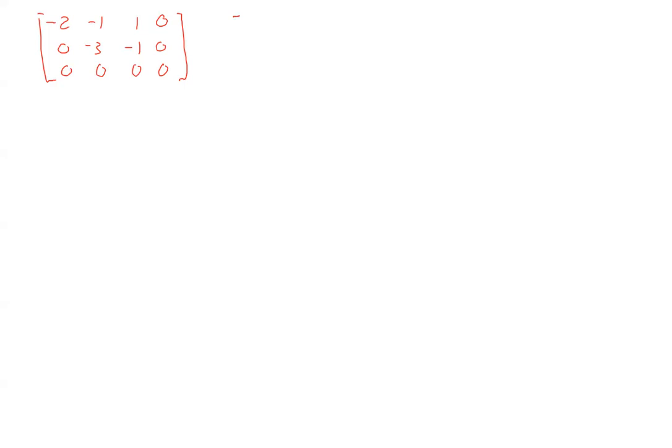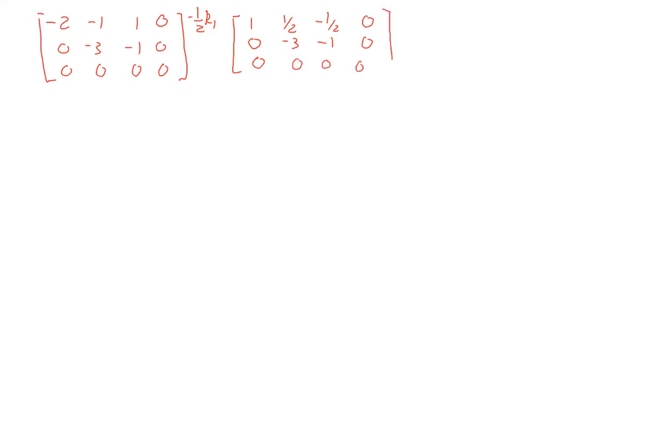So I'm going to do negative 1/2, row 1. And that is going to give me 1, 1/2, negative 1/2, 0. The other columns remain as they are. And the first column is all set. The first column is all set. There's nothing more to do on that column.